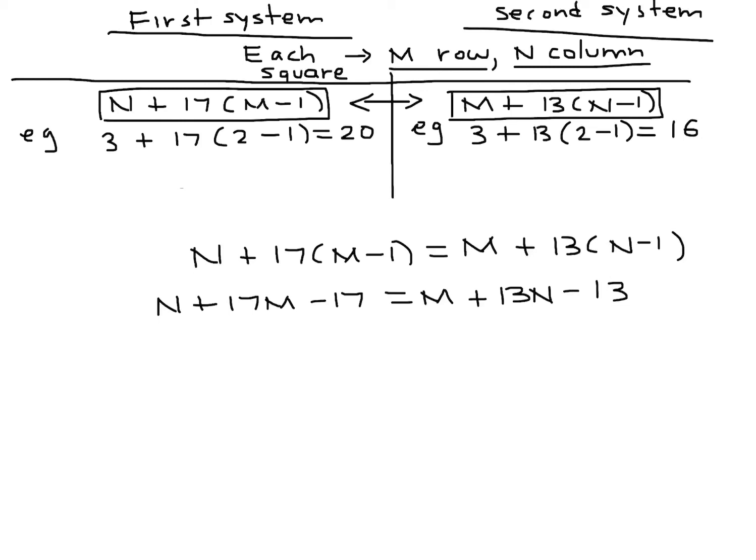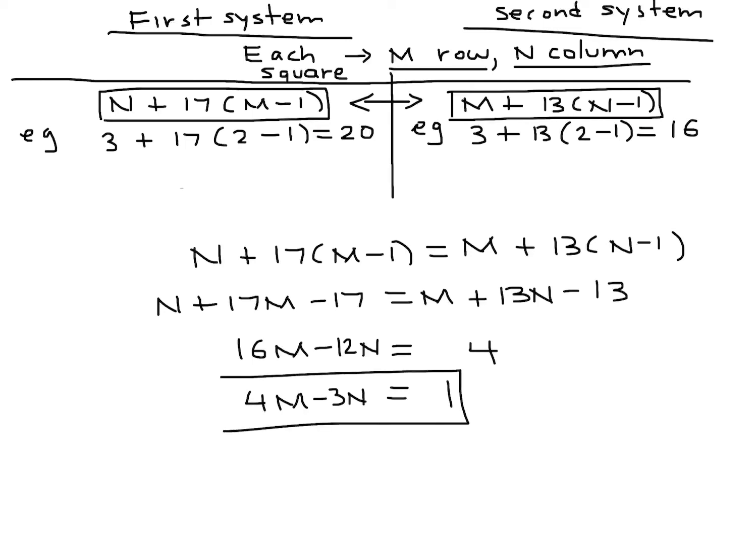And therefore, looks like we're going to get 16m, and put everything on one side. So 4m minus 3n, and then divide through by 4. There we go. So this is what we have to work with.